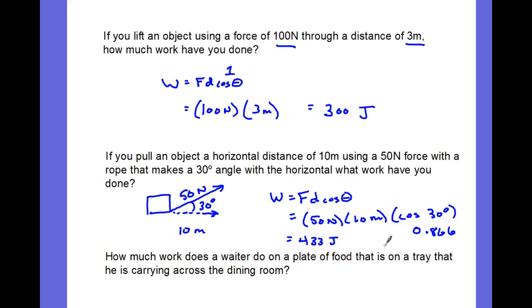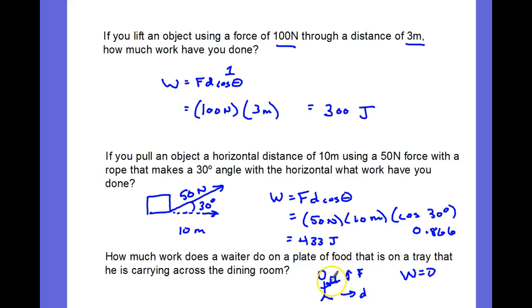How much work does a waiter do on a plate of food that's on a tray that he's carrying across the room? Here's our waiter, and here's his tray of food. He is pushing upward, but he is moving to the right. And so his upward force on that food is doing no work.